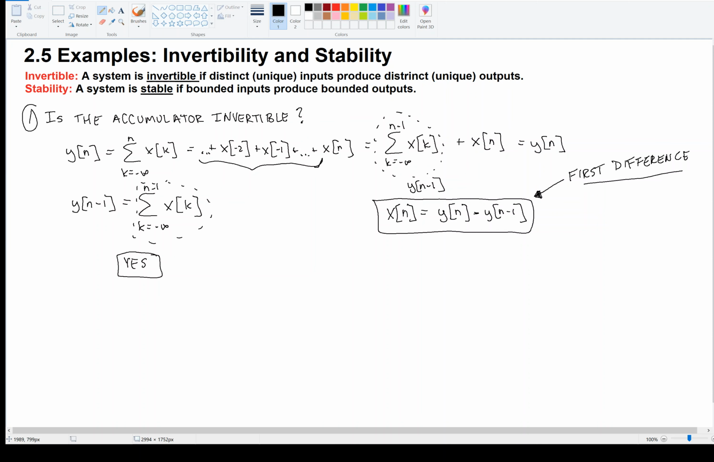All right, so we're going to move on now. We're going to look at stability, an example of proving stability.